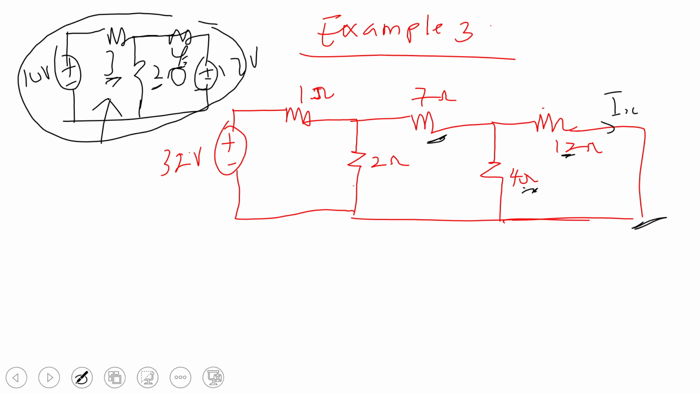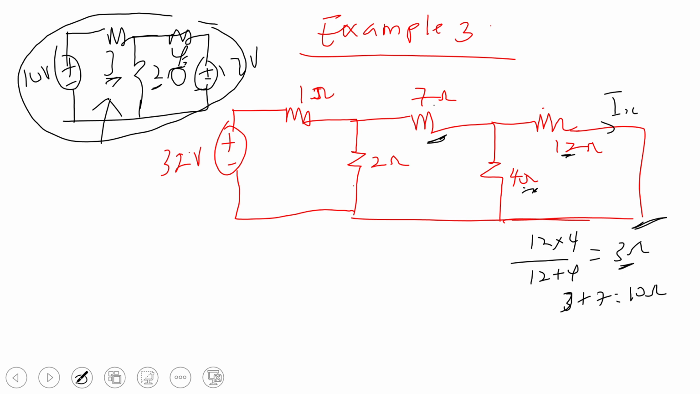So we can see that 12 and 4 are in parallel. So 12 times 4 over 12 plus 4, and this is going to give me 3 ohms. Now the 3 ohms is going to be in series with the 7, so 3 plus 7 is going to give me 10 ohms. Now, the 10 is going to be in parallel with this.